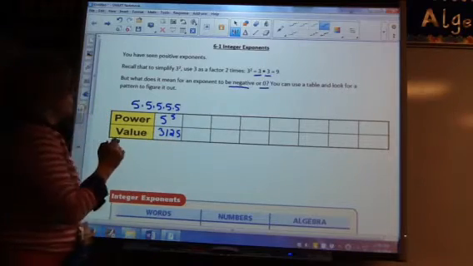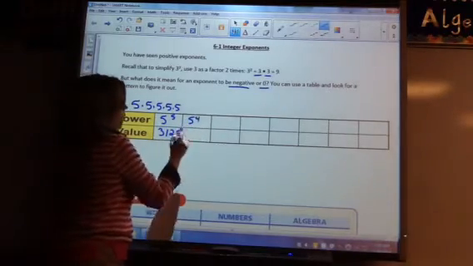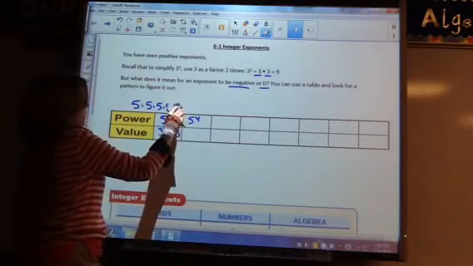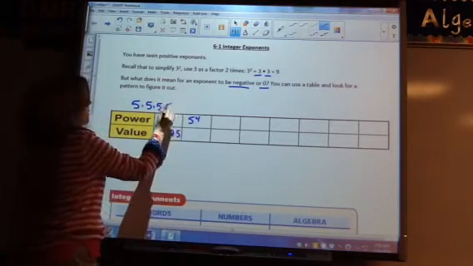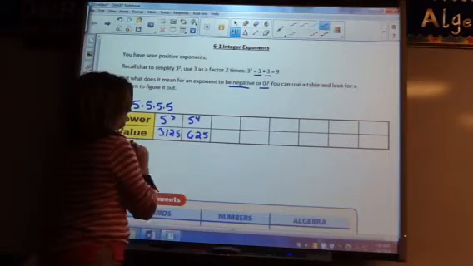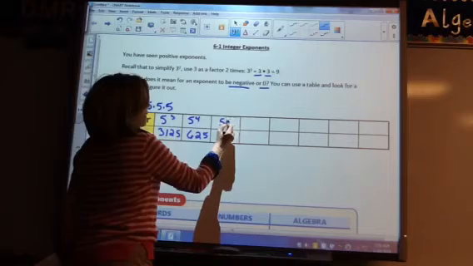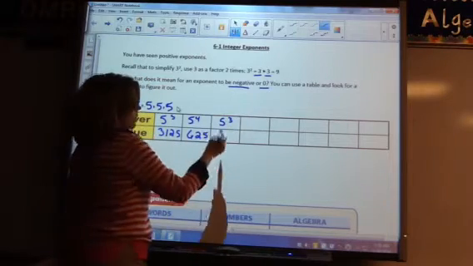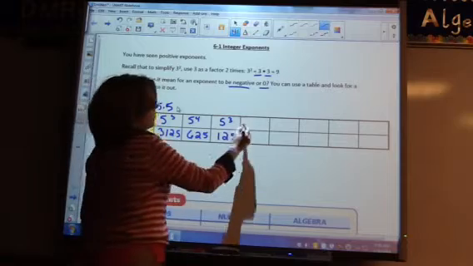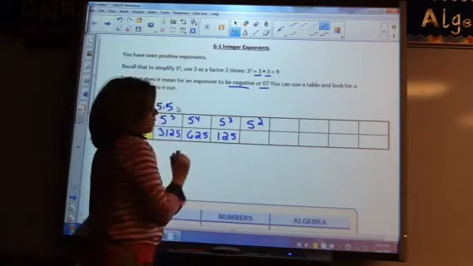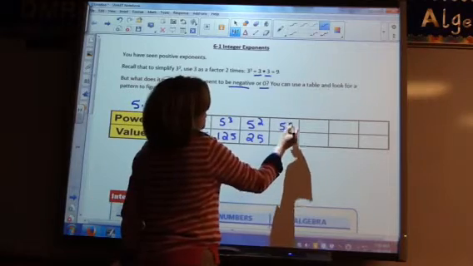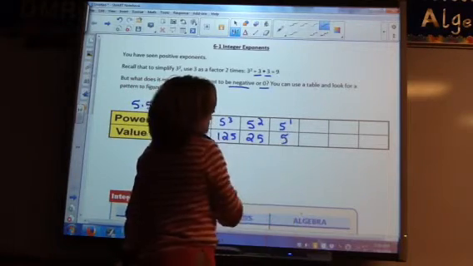3,125. 5 to the 4th, so that would just be 5 times 5 times 5 times 5. And when you get that, you get 625. 5 cubed, which is 5 times 5 times 5, 125. 5 squared, 25. 5 to the 1st, 5.